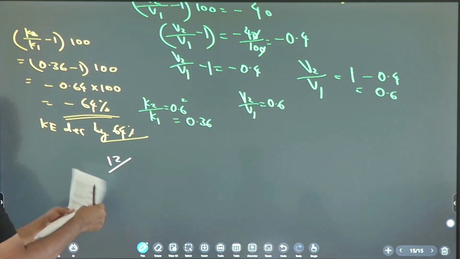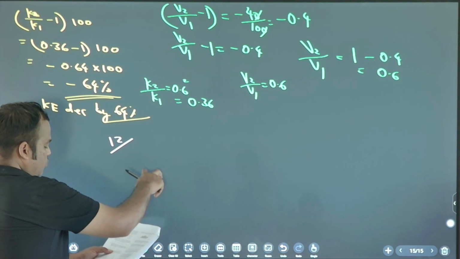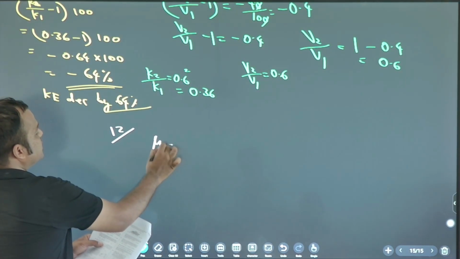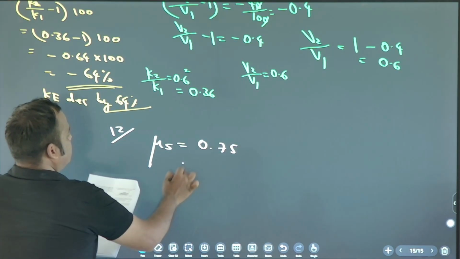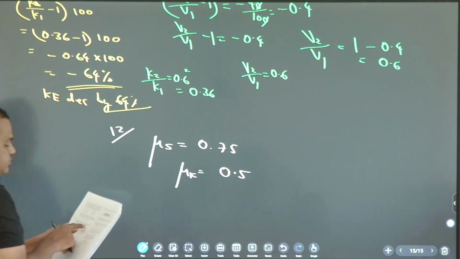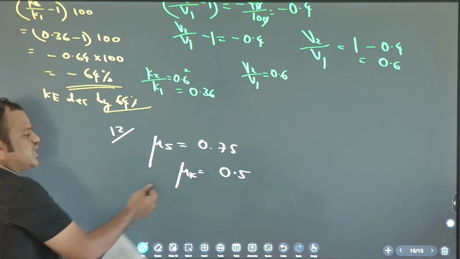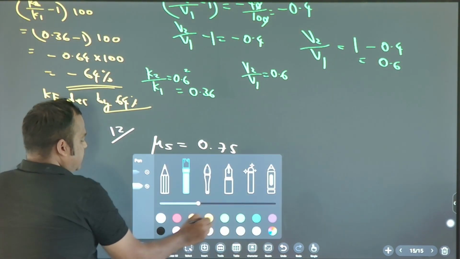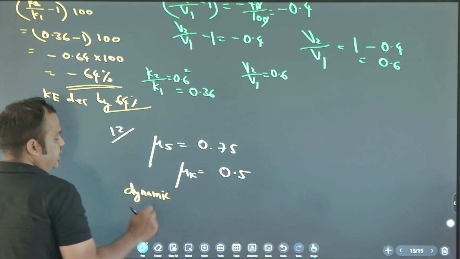Yes. Actually, we discussed this in class also. Coefficient of static friction is given 0.75 and kinetic friction coefficient is given 0.5. Dynamic friction means kinetic friction. Remember, dynamic friction means kinetic friction. Dynamic means motion.